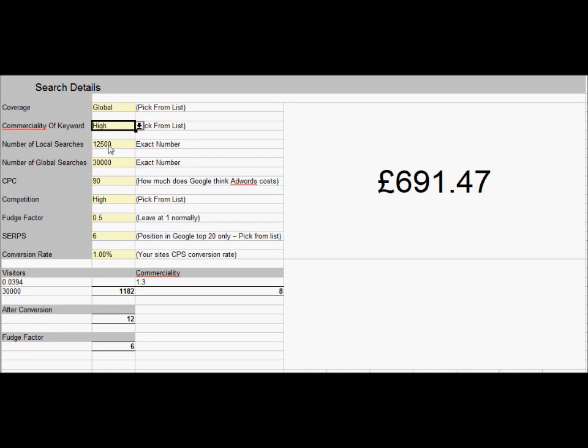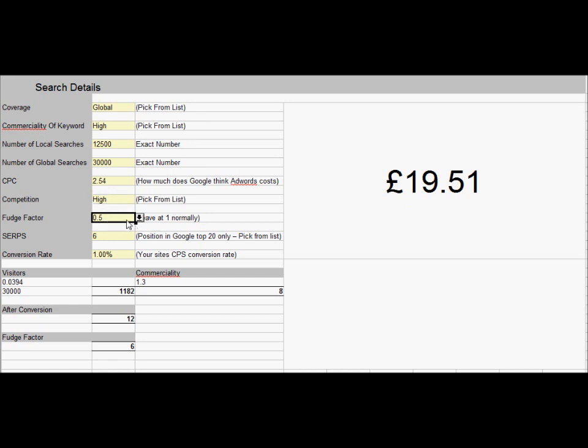Then you put in the local and global searches, CPC, which in most cases the best you're going to find is from, as we looked at in yesterday's video, the list in AdWords. This is in pounds, but if you just right click there and change that to dollars, it's just the unit, whatever unit you want to put in. Doesn't make any difference. Competition, high, medium or low. Again, the best scan for this, to begin with at least, is Google's own estimation of competition. Just put in low, medium, high, whatever it says.